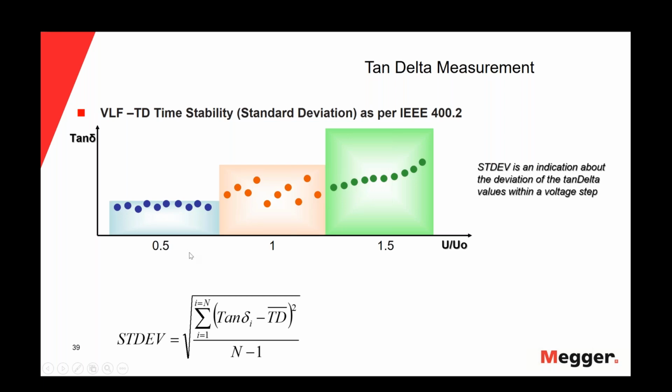For instance, for the first voltage step, 0.5, you can see that the individual values are very close to each other. In the second voltage step, they are very dispersed. You can see that the values are very dispersed, and it's pretty much the same for the last voltage step. The magnitude of this value is quite different from the last one. So that is the standard deviation, which shows the behavior of the tan delta as we increase the voltage.